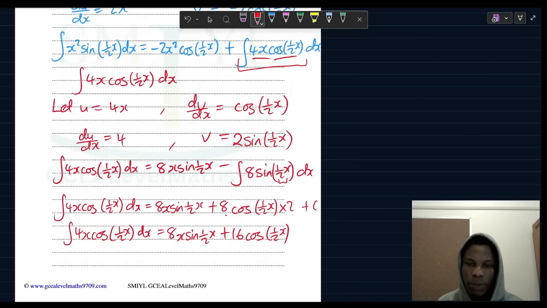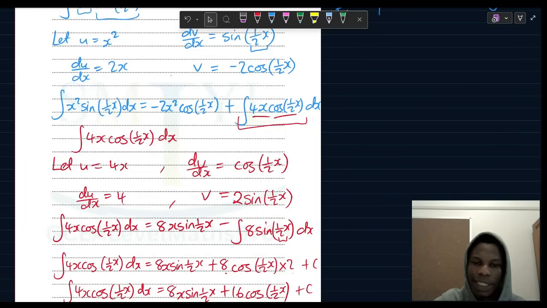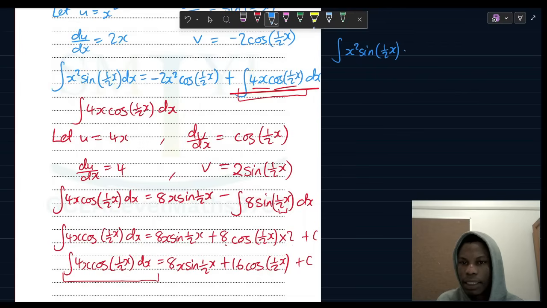We should technically be putting a constant here, but don't worry too much about the constant. We're going to eventually bring back our limits, so it would disappear anyways. So this here is the integral of 4x cos half x dx. Remember, that was this part of our result. So going back to our problem, we're saying the integral of x squared sine a half x dx is equal to negative 2x squared cos a half x, plus this result, which is what we have down here.